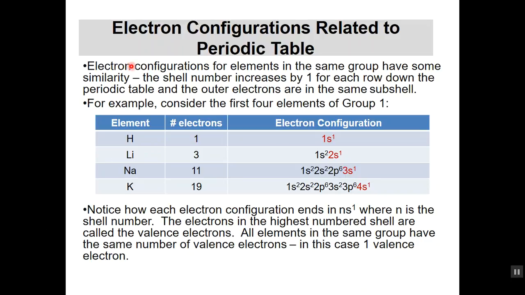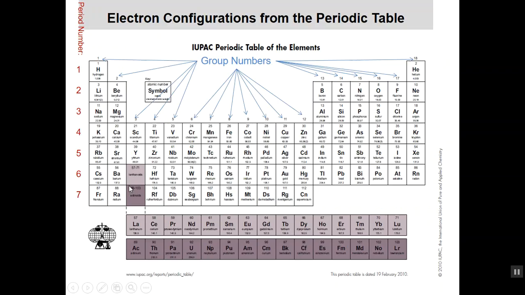If I think about the electron configuration of elements in the same group, there's a similarity to those. As you go down the group, the period number increases by 1, that means its shell number increases by 1. So for example, here's hydrogen, lithium, sodium, potassium. I keep going through rubidium and cesium and francium if I wanted to. What you find out about these elements is they're in the same group number. These really are kind of shell number there. 1, 2, 3, 4, 5, 6, 7, those are the highest n numbers you're going to have for elements in that period.